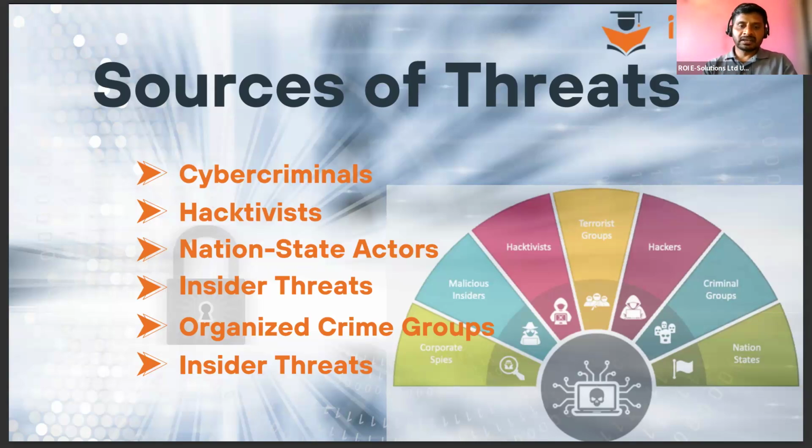So nation state actors are groups of people who are run by the government, right? For example, the RAW agency, and the CIA for the United States of America, right? So these are state-sponsored actors who are involved in gathering information.